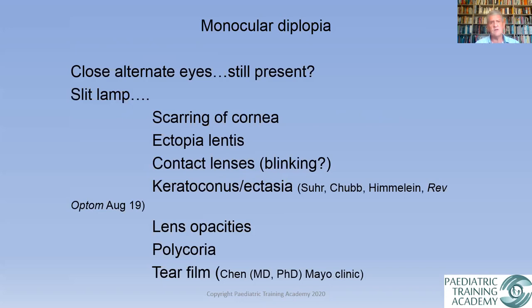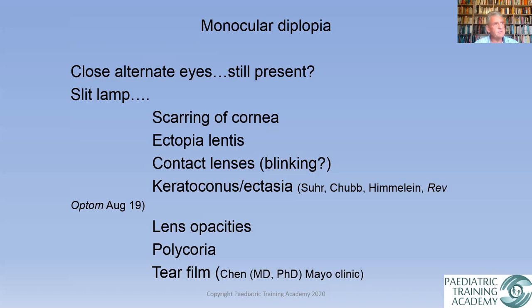So let's talk a little bit about monocular diplopia, where diplopia exists in one eye. And this is where you need to close alternate eyes. Is the diplopia still present? First thing is, you're now in a position to start trying to find out what the cause of this monocular diplopia might be.